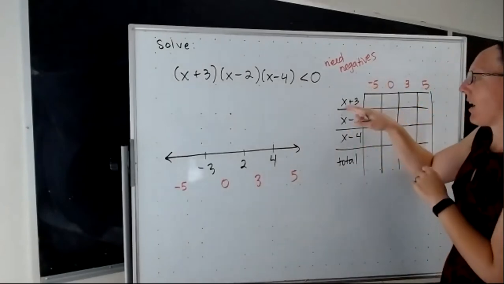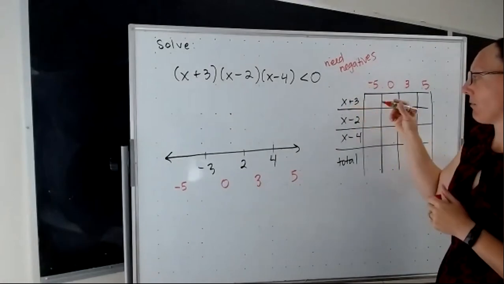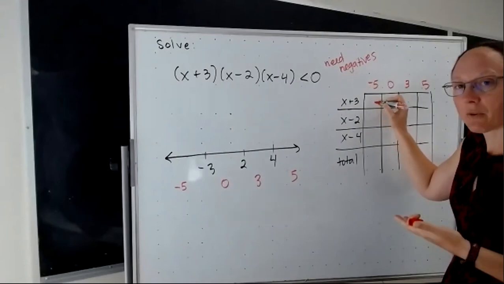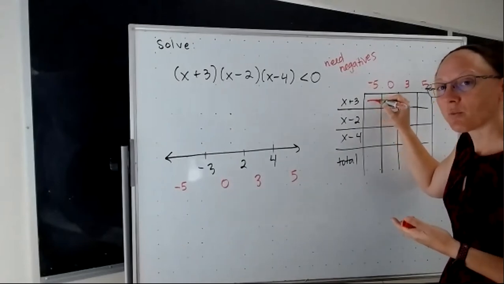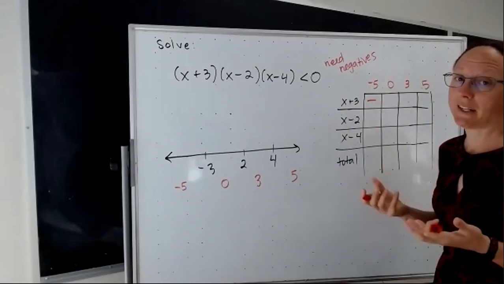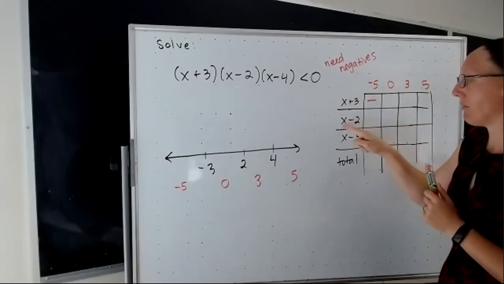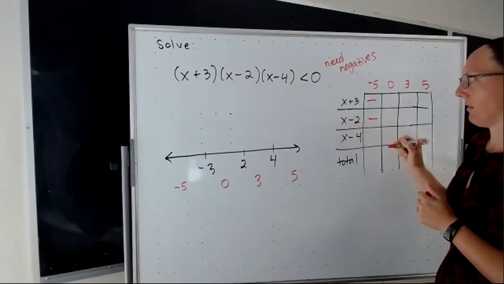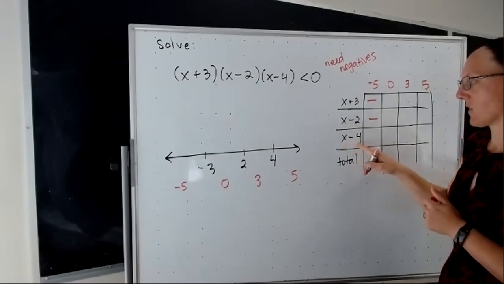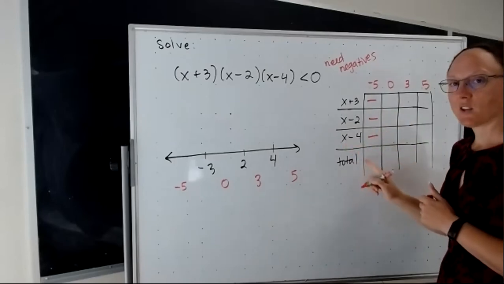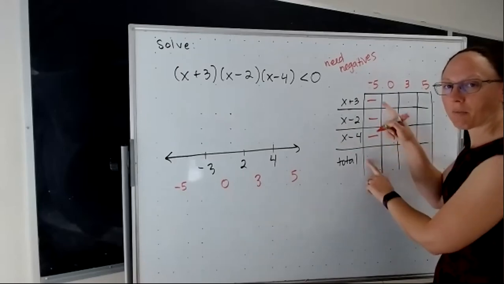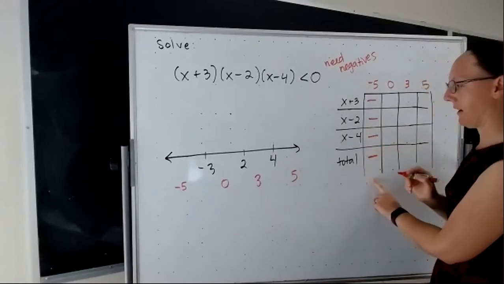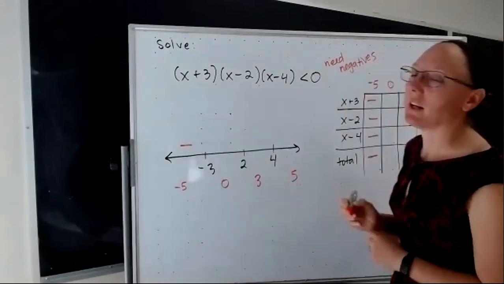So if I plug in -5 to x plus 3, -5 plus 3 would give me -2. And you can either put -2 in the chart, or since really we just care about the sign, I'm going to put a minus sign in the chart. If I plug in -5 to x minus 2, -5 minus 2, also negative. -5 minus 4, also negative. So the total or my overall would come from doing negative times a negative times a negative, and my overall would be negative. So I'd have a minus sign in here.